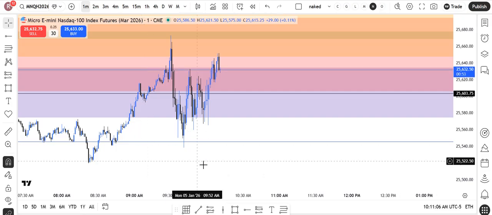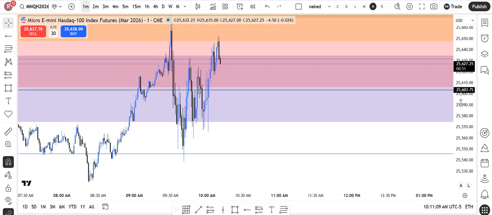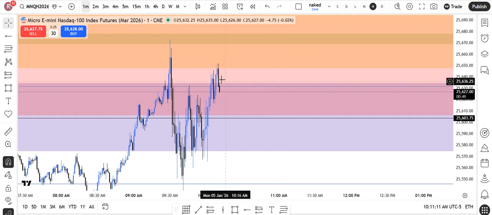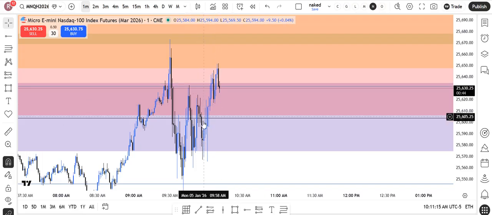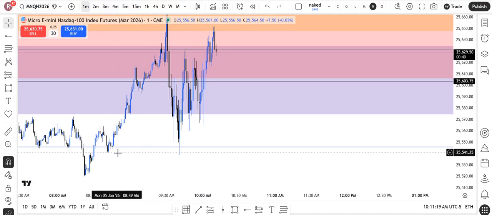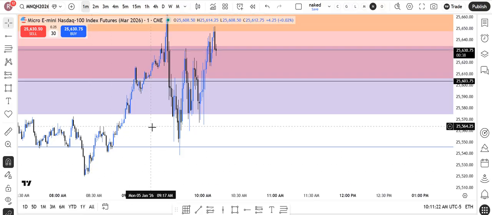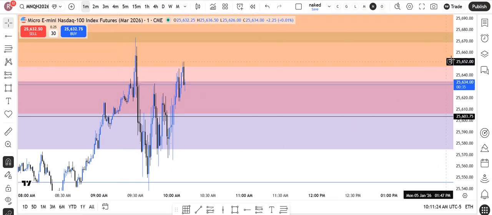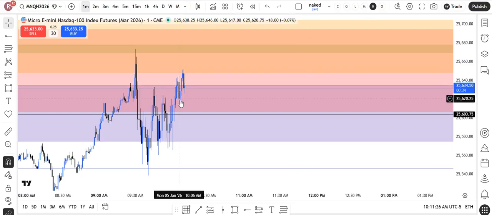Let's see here. Yep. Watch if it can get below this low. If it can get below this low, see if it can gravitate towards this low, this low, this low, and ultimately down here. But it hasn't gotten below this low yet.